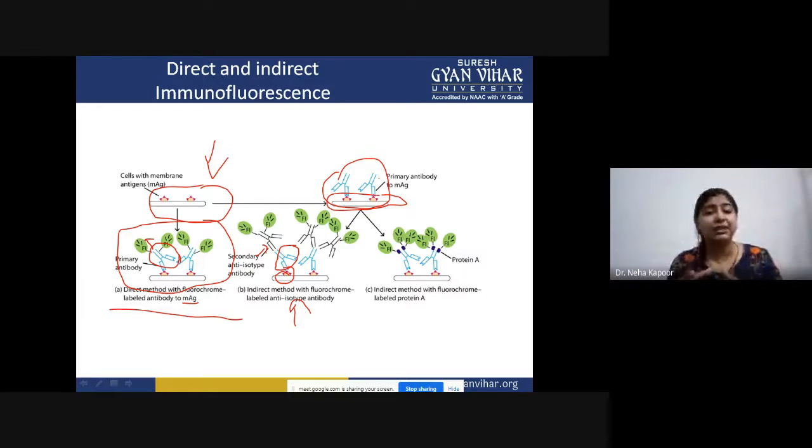However, these tests are very useful for the detection of autoimmune disorders. We have talked about the anti-nuclear antibody test, the ANA test, and the ANCA test. All of these tests can be performed by using this immunofluorescence technique also. Along with that, there are many other disorders and diseases that can be diagnosed by these immunofluorescence or flow cytometry techniques.